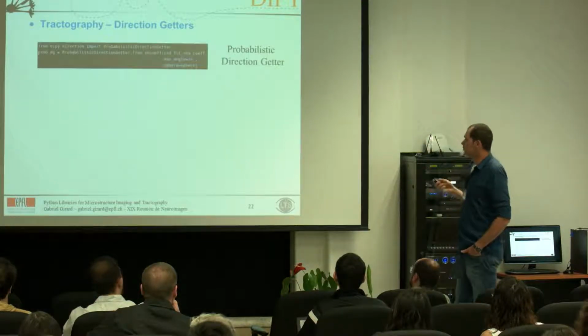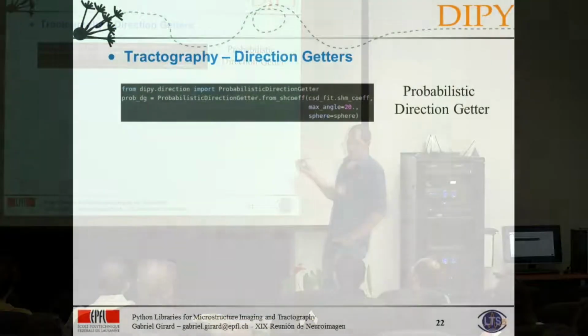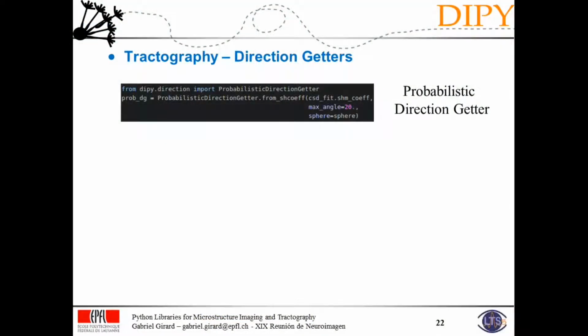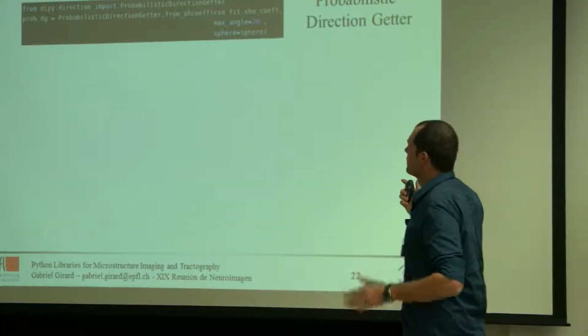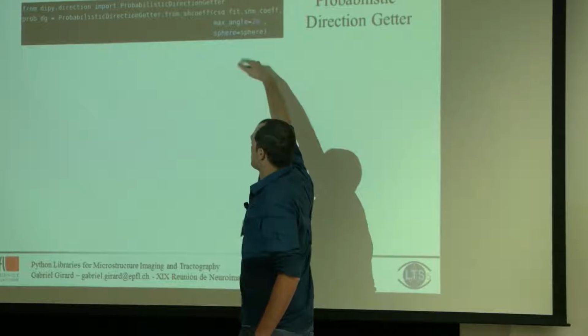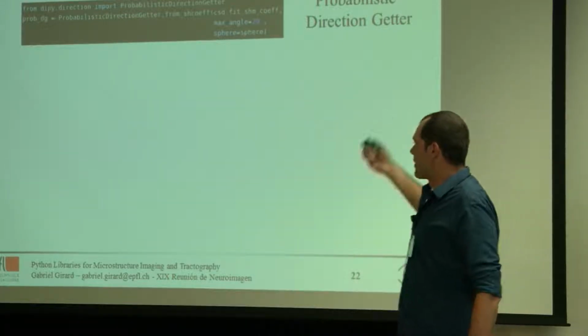So in DIPy, there are a few tracking algorithms. We call them the direction getter, essentially, which is the way to pick the next direction, given the propagation of the streamline. You need to provide the coefficients of the spherical harmonics for your CSD, for instance, which defines the profile of the fiber orientation. You define the max angle for tractography, and some other parameters like the resolution of the sphere. So we call this the probabilistic direction getter.